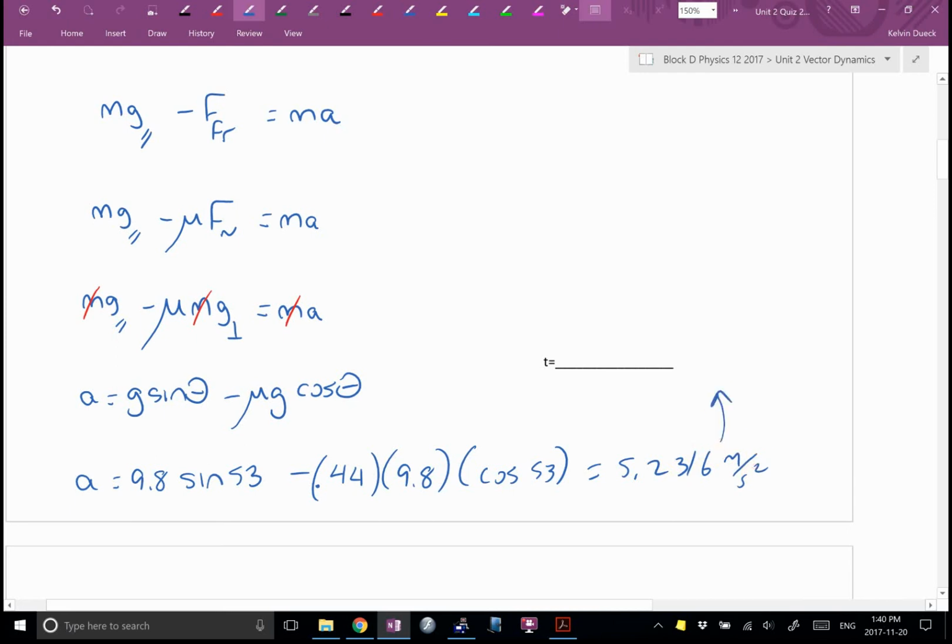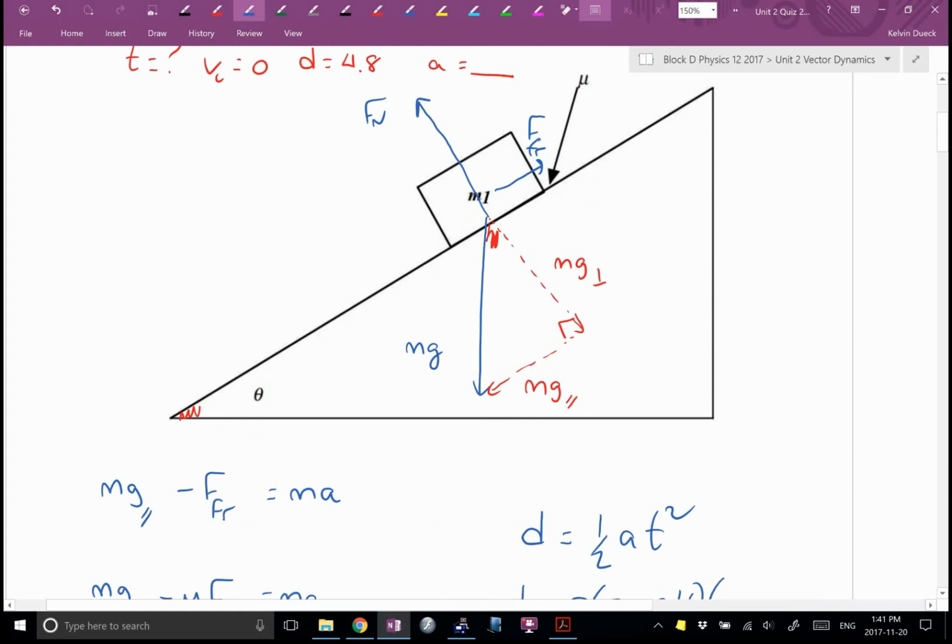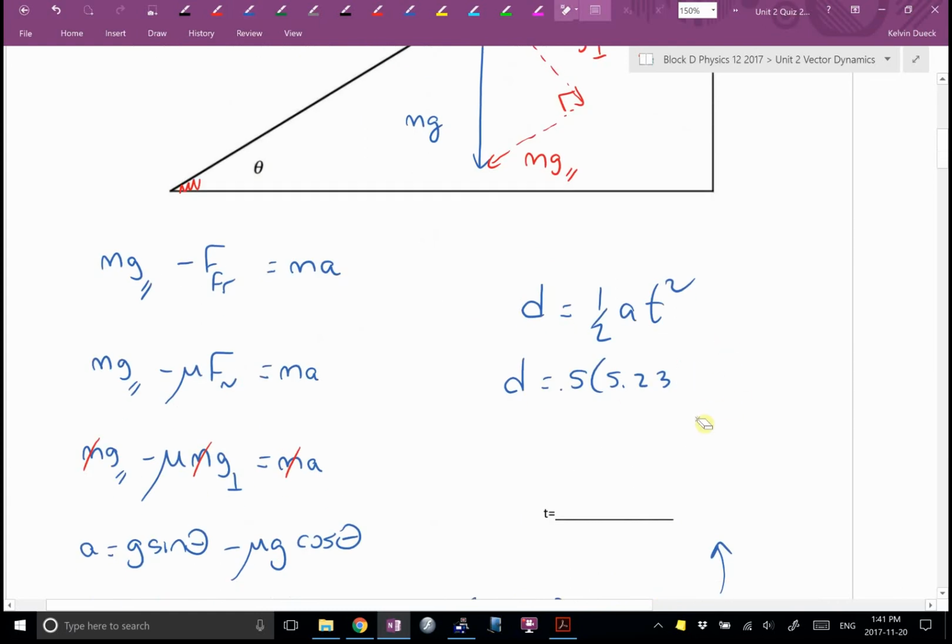But now, let's actually answer the question. d equals a half a t squared. What happened to the vi t? It starts from rest. d is going to be 0.5, 5.2316. Did I have a time? No, not. I need to get t by itself, Mr. Dewick. Sheesh. Let's do it this way. My brain was finding the wrong thing.